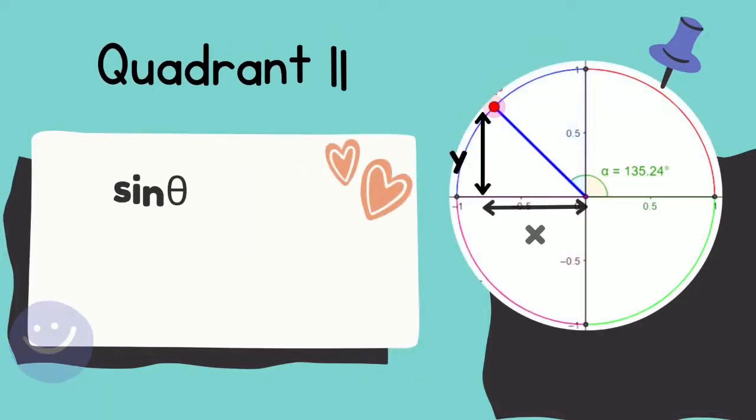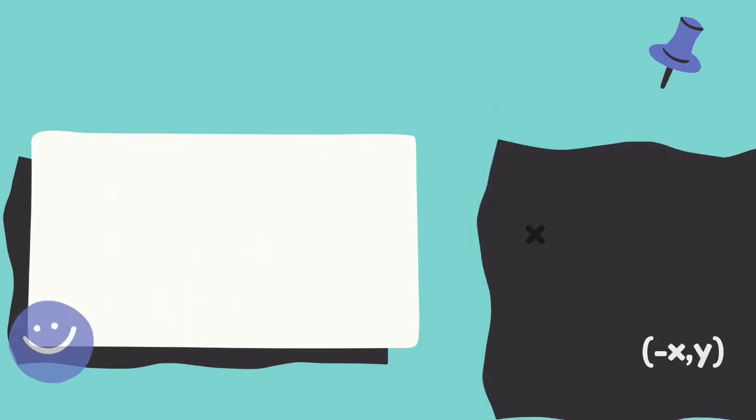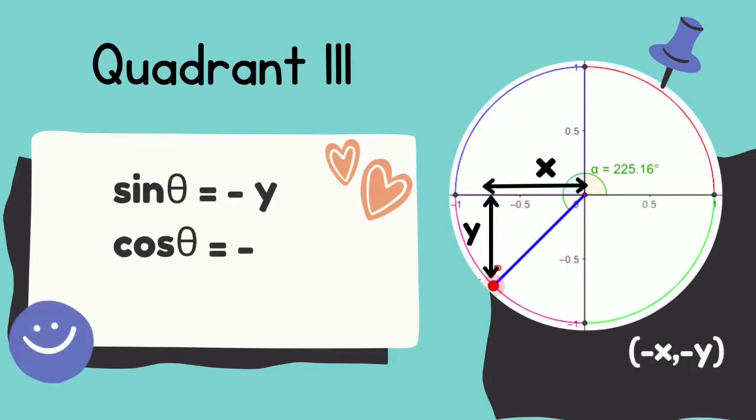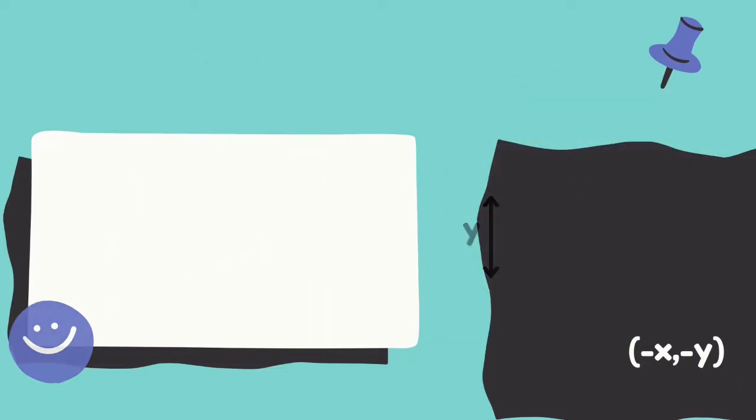Next, is quadrant 2. For sine theta is positive y, cos theta is negative x, and for tangent theta is negative y over x. The coordinate is negative x, y. Next, is quadrant 3. For sine theta is negative y, cos theta is negative x, and for tangent theta is positive y over x. The coordinate is negative x, negative y.